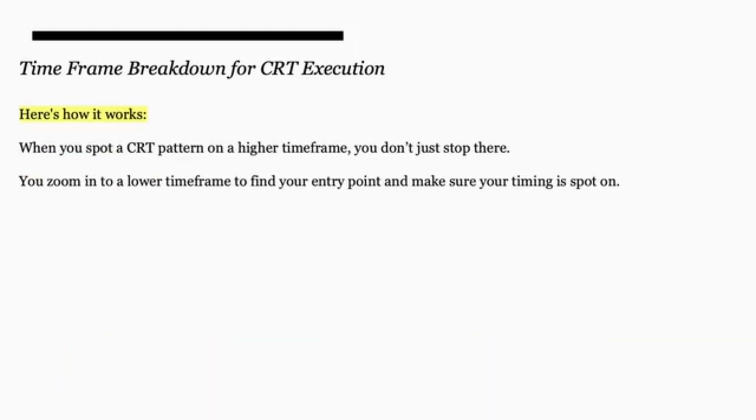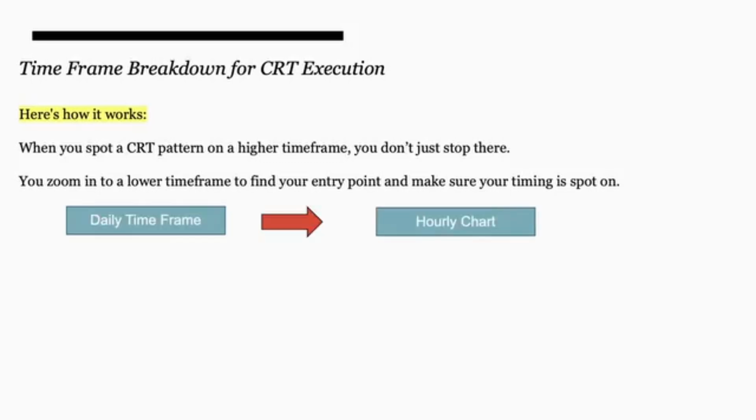Now let's dive into one of the most important aspects of trading CRT. Time frame analysis. This is key to making your trades as precise as possible. Here's how it works. When you spot a CRT pattern on a higher time frame, you don't just stop there. You zoom in to a lower time frame to find your entry point and make sure your timing is spot on. For example, if you see a CRT setup on the daily time frame, your lower time frame for execution is the hourly chart. Why? Because the hourly will give you a clearer view of price action within that daily range, allowing you to place more accurate entries and exits.